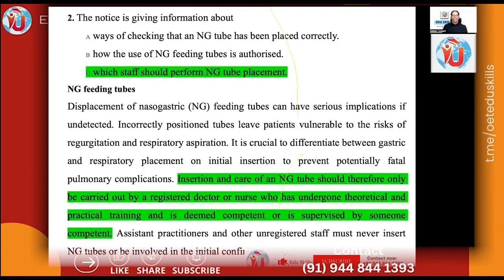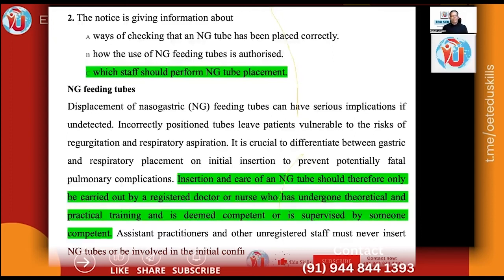How the use of NG feeding tube is authorized? How the use of NG tube is authorized is a process. How to use it? Okay, how does the authorization happen? So there's a process. There is no process language used here. I'm just giving you a hint. Here there is a problem, cause and effect, solution language being used. So the nature of the paragraph, just glancing at it, you will know the second option is wrong. The first option doesn't make any sense.